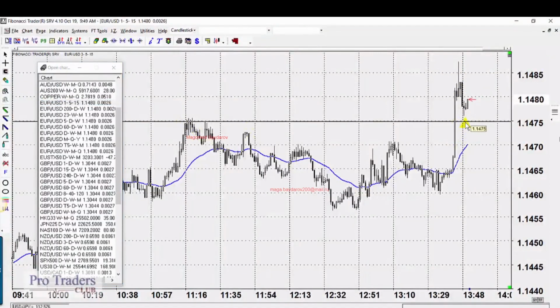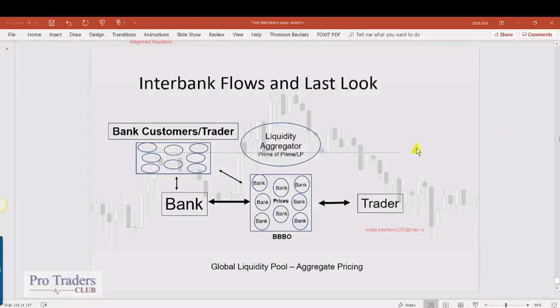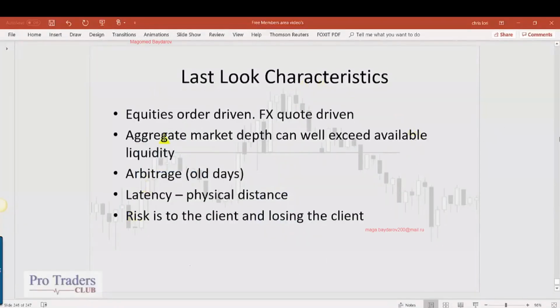So just heading back to some of our notes here. If you think of the equities markets, the equities market is an order-driven market, so liquidity is available, whereas FX is a quote-driven market where the quotes may not necessarily represent liquidity depending upon the dynamics going on behind the quote in terms of the available liquidity over the broader marketplace. So the aggregate market depth can well exceed the available liquidity represented in the market.